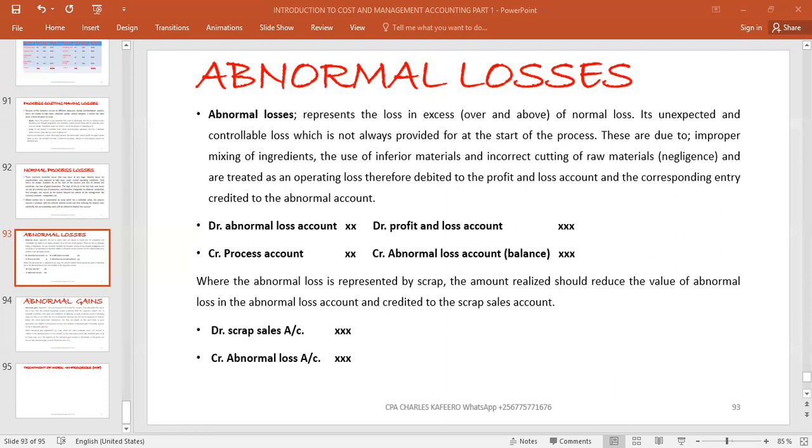It is in excess, meaning something above, over and above the normal losses. The other method you can use to determine the abnormal losses is getting the actual loss incurred minus the normal loss. And if you find that the actual loss is bigger than the normal loss, there we have an abnormal loss. The other alternative will be for the gain, as we are going to see it.